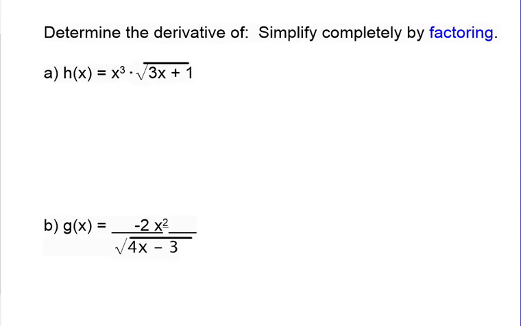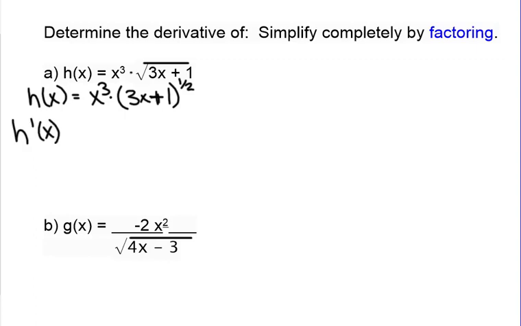I don't like radicals sitting there, so I'm going to change h of x to be x cubed times (3x plus 1) to the 1/2. Now looking at that, we actually have a product rule and a chain rule, and we're going to use the product rule as our prime rule. So we take the derivative of the first term: the derivative of x cubed is 3x squared, times our second term, (3x plus 1) to the 1/2.